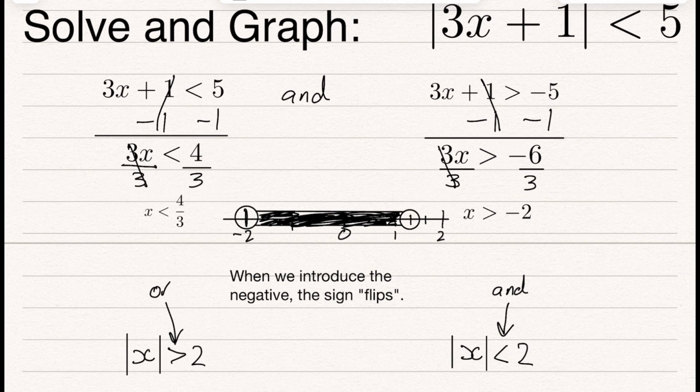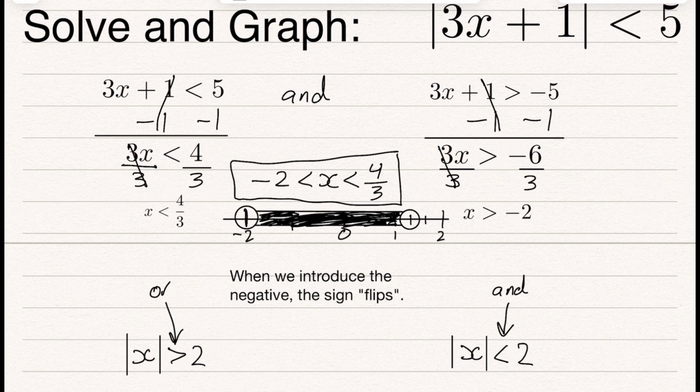Now there's one more way we can write this, and that is we can combine it. X is greater than -2 and less than 4/3. This would be our solution, and that would be our graph.